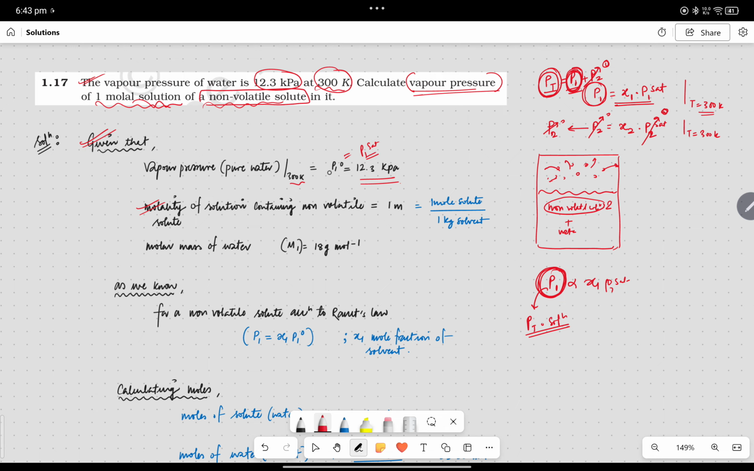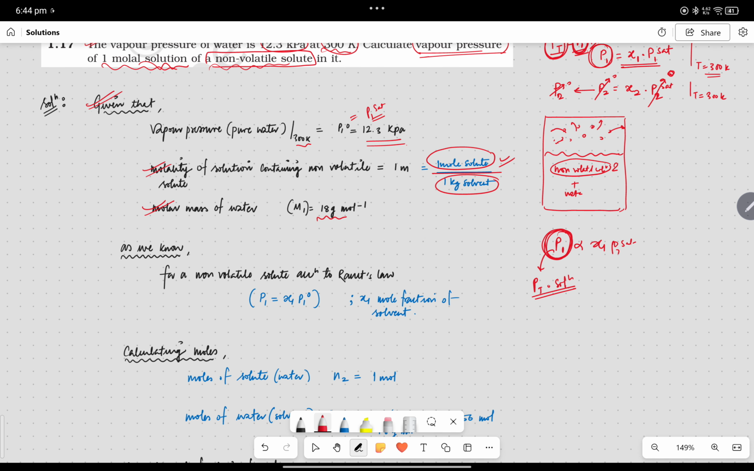Pressure at saturation is equal to vapor pressure, the same thing with a different name, right? So the molality of the solution containing the non-volatile solute is 1 mole. What it means is the number of moles of solute per 1 kg of solvent, simple. You have to understand and remember this formula: number of moles of solute by 1 kg of solvent, right?